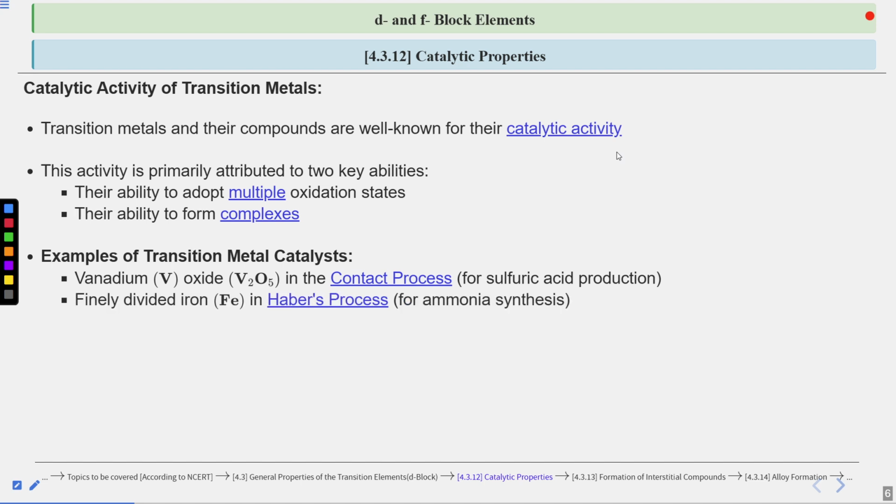This is one example. The other example is finely divided iron in Haber's process. For ammonia synthesis, where we get ammonia as the product, we use finely divided iron as a catalyst, and the name of this process is Haber's process. Iron is also a transition metal, so a transition metal catalyst is used in Haber's process. The third example is nickel, used in the catalytic hydrogenation reaction.